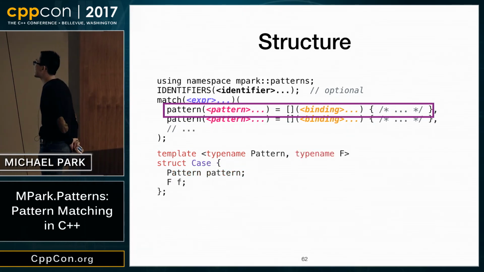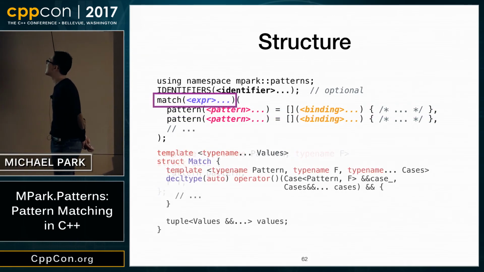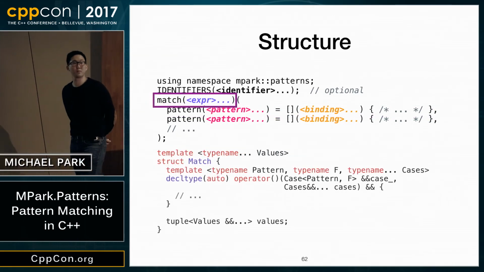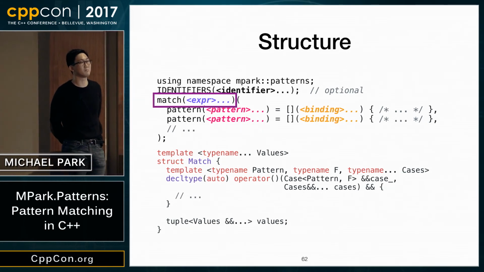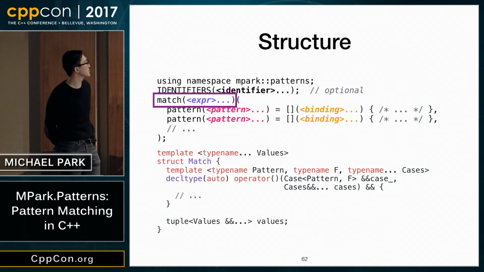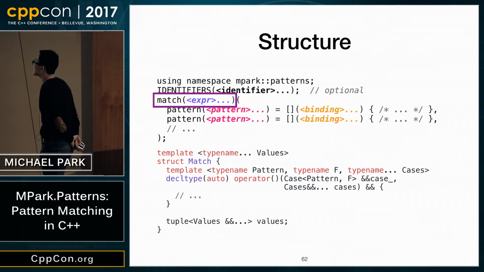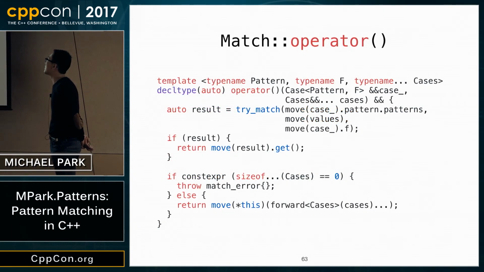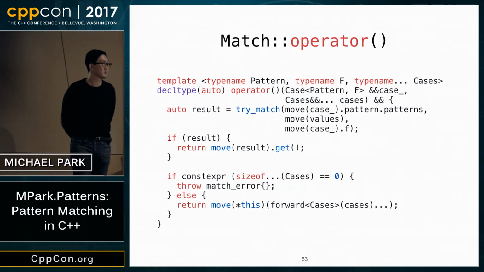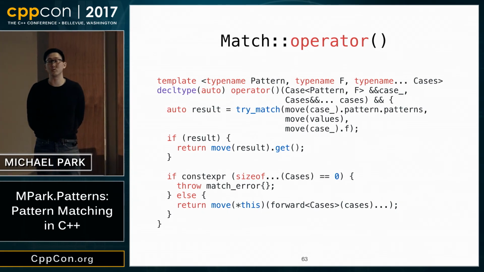So considering that whole thing, we return this whole case, and the match is going to return this intermediate type, which has an operator paren, which is how we are able to actually make that second set of paren calls. It's going to take a sequence of cases, and it's going to store the values. And once we actually call the operator paren, then we're going to try each of the cases in turn. So the try match function there is the customization point to introduce new patterns.